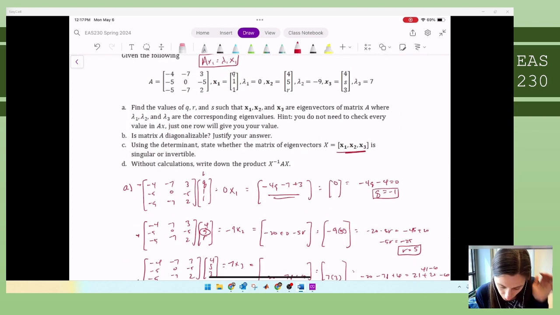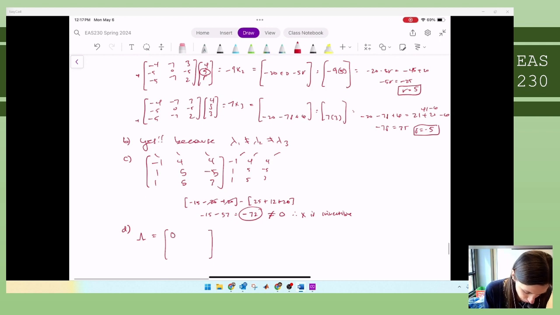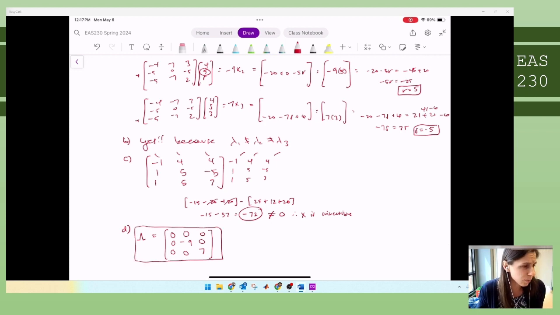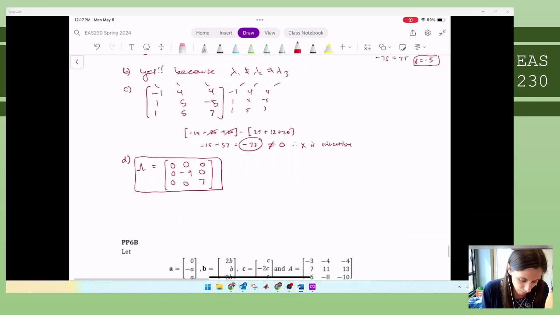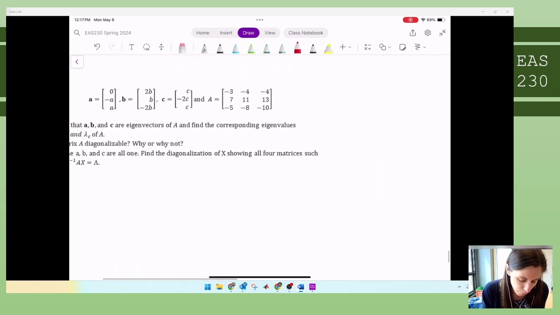Lambda 1 is 0, then negative 9 and 7. The rest of my elements are 0. There we go. There's lambda. I know I end up with all zeros in a row and a column. Doesn't matter. It's still lambda. There we go. Last problem of the practice set.